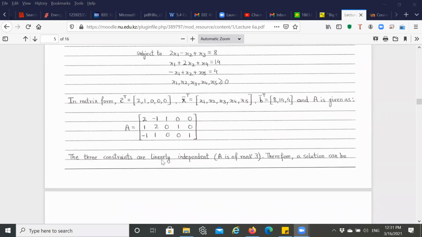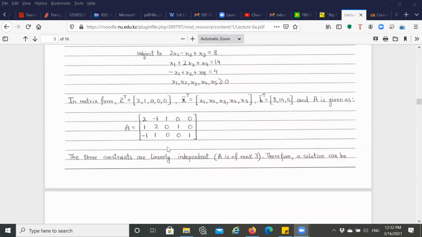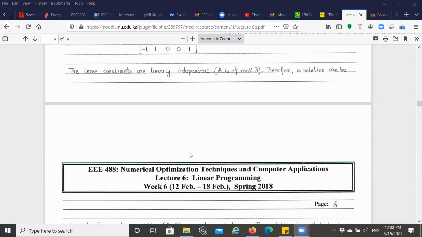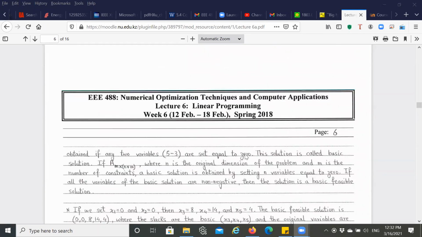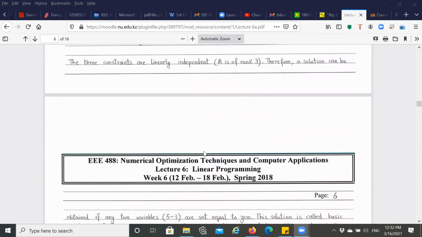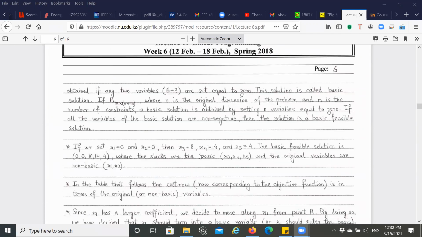So there are 3 linear equations which cannot be written in the form of each other by any addition or multiplication operations. Therefore, the number of solutions would be the 5 variables minus the rank of the matrix, 3. That means we have to set 2 of these decision variables equal to 0, and that would be our basic feasible solution, and we start our simplex method from that solution, okay?